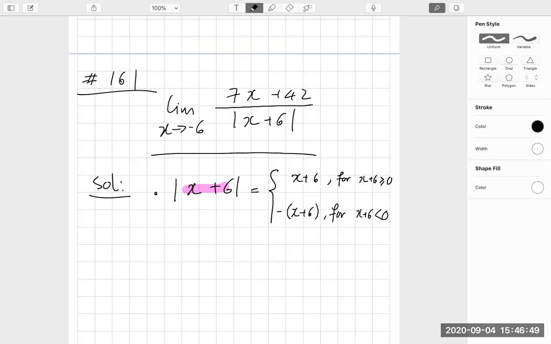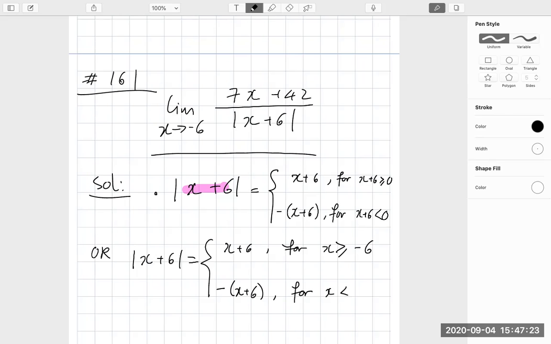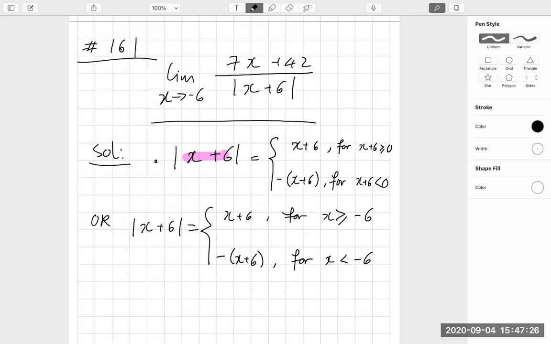Or we can write it: the absolute value of x plus 6 is x plus 6 for x larger than or equal to, what is it? Would it be 6? Perfect, -6. And here it is the negative of x plus 6 for x smaller than -6.